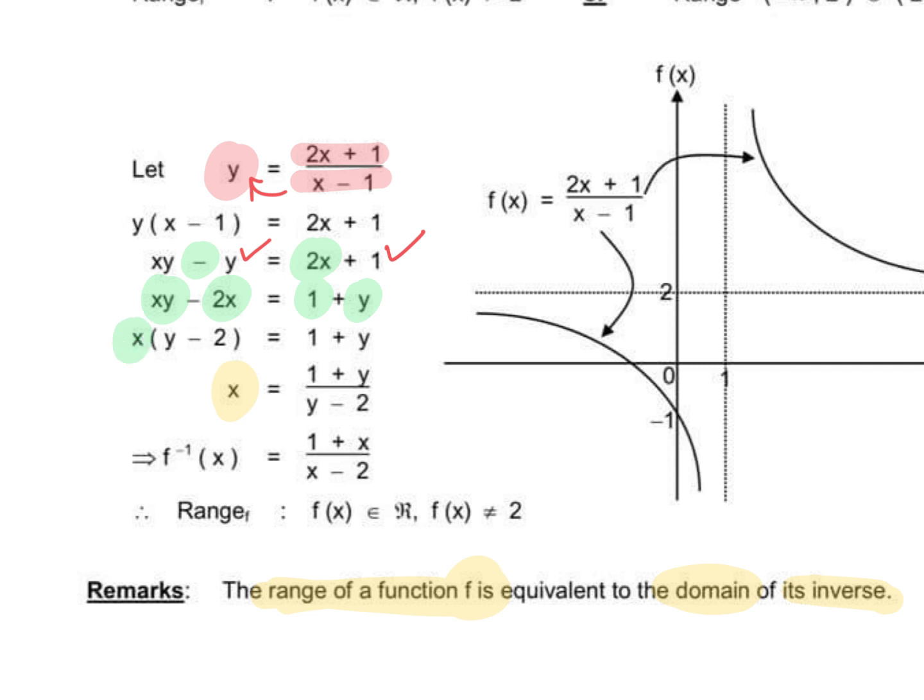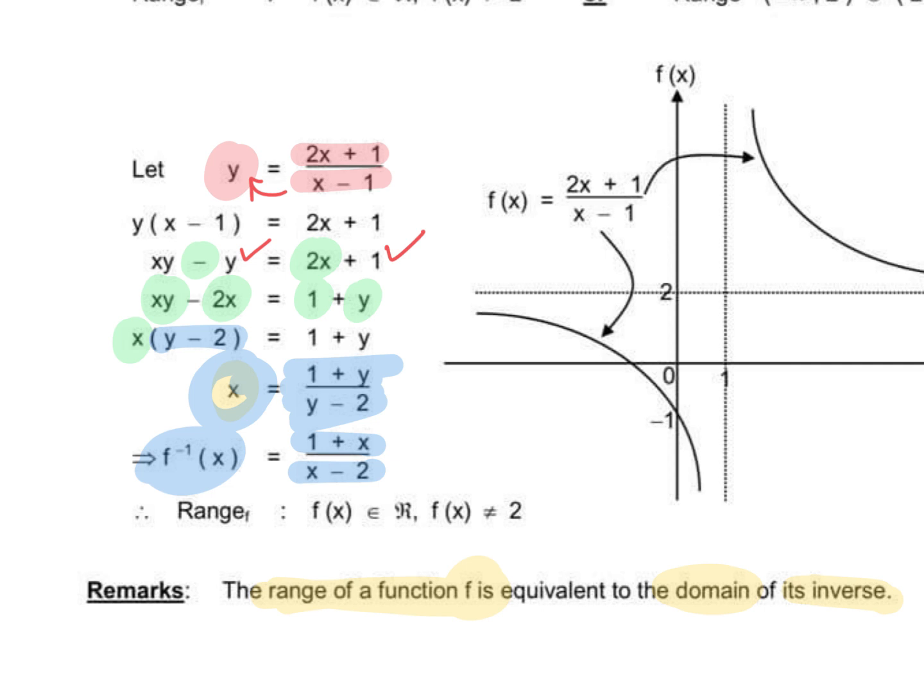So we can factor for this x, so left with y minus 2, and then we can find x as the subject now. It is 1 plus y over y minus 2. Therefore, this is the value of the inverse. The inverse for the function equals 1 plus x over x minus 2.